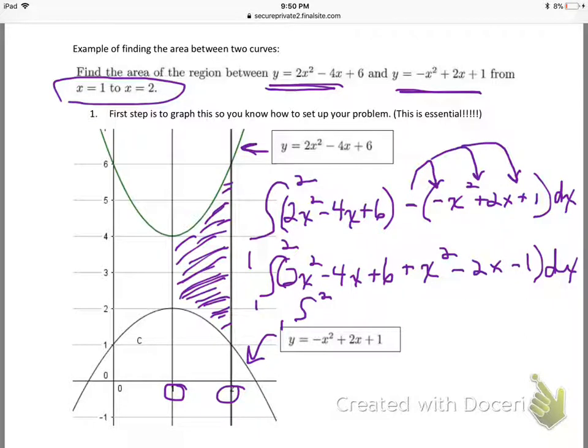Okay, I see a 2x squared and another x squared. Adding those together gives me 3x squared. So I'm going to check those off. They're gone. Then let's go to the linear terms, the terms that have x's in them. So negative 4x and another negative 2x gives me negative 6x. Now let's go to the constants. Positive 6, negative 1 gives me a positive 5.